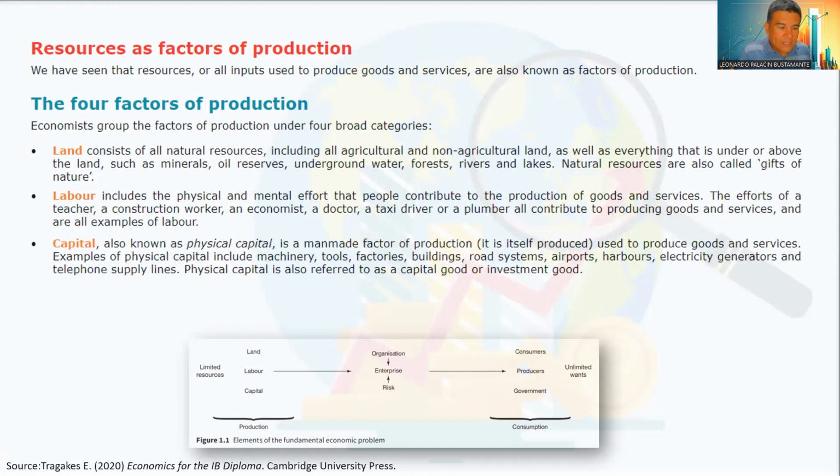Capital is also known as physical capital. It's an important factor of production because with capital, goods and services can be produced. People can buy machinery, tools, factories, buildings, road systems with physical capital.